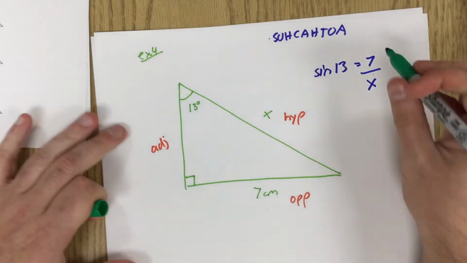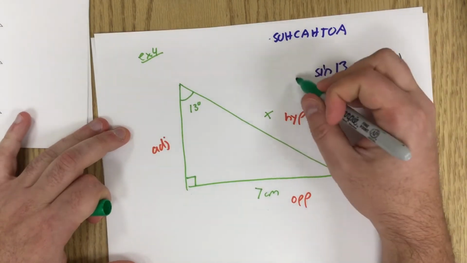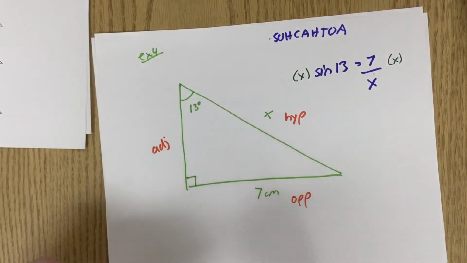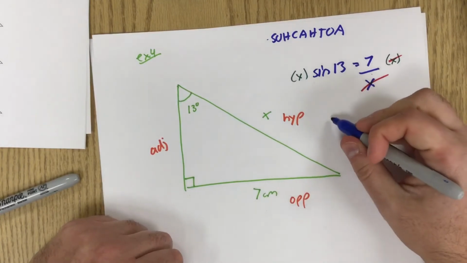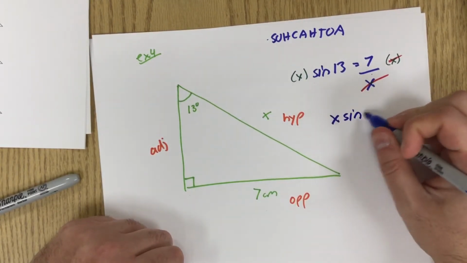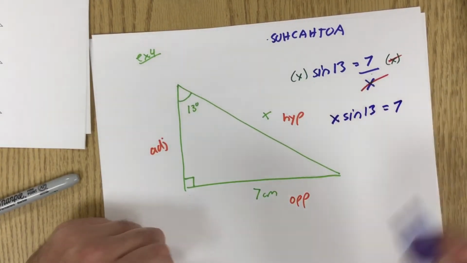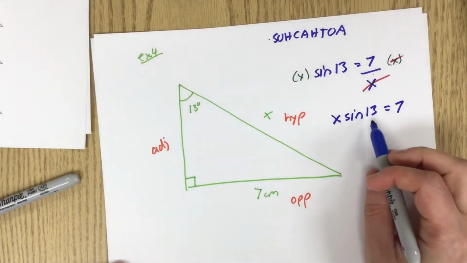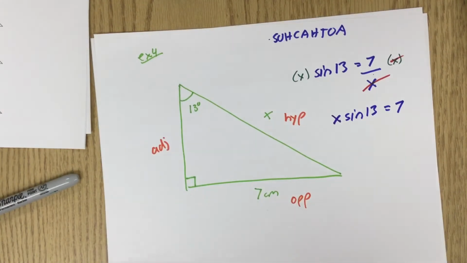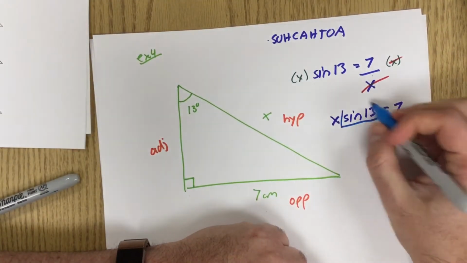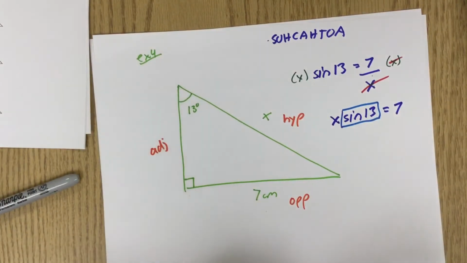What we're going to do, we're going to multiply both sides by x first. The x's cancel, chink chink. And we get x sine 13 equals 7. Now we can't just divide by 13, and we can't just divide by sine. Sine by itself is nothing, and the 13 is not really that. Essentially, you have to think of it as the sine 13 is an object in itself.